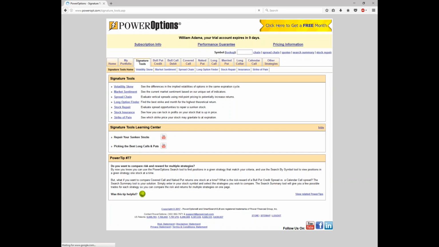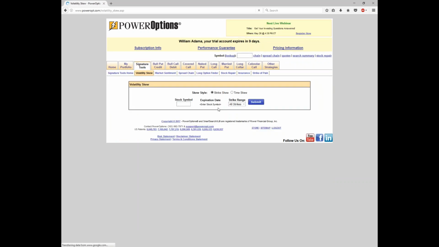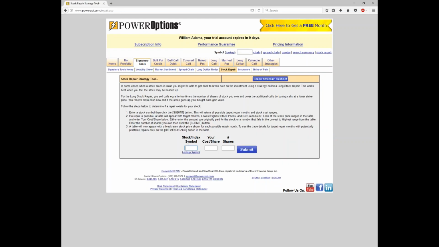A question came in: do you have availability for volatility skew? Yes, we do have a volatility skew tool that's available by stock. You can do the strike skew or the time skew in our signature tools. Also, the market sentiment tool is there, the spread chain, the long option finder, and the stock repair tool. If you've got a stock that's down in price, you just put in your stock symbol and your cost per share. This will help you try to build a ratio call spread to get back to break even faster. Also, the max pain or strike of pain tool is there as well.